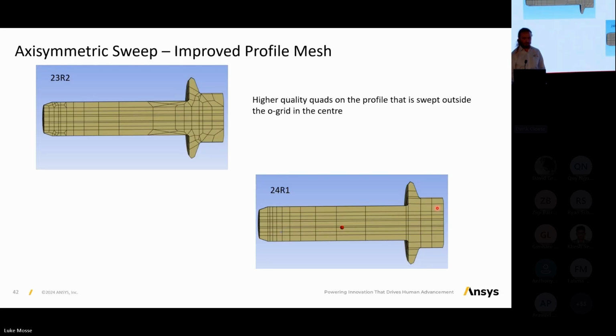So if we slice this open and look inside, the old mesher would give us something like this, and we wouldn't see it unless we peek inside and find out what's going on. You get all these horrible elements like these guys here. With 2024 R1, you get this mesh, which is much nicer.